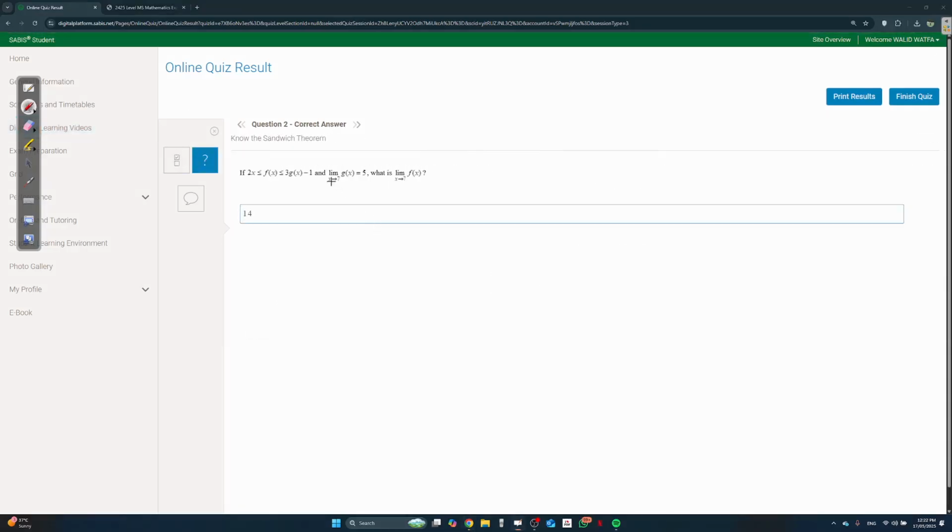Question 2. The sandwich theorem. The sandwich theorem basically says, if there's a function f of x such that f of x is in between two other functions, h of x and g of x, and the limit of h of x as x approaches 4 is equal to 5, then the limit of f of x as x approaches 4 will also be 5.